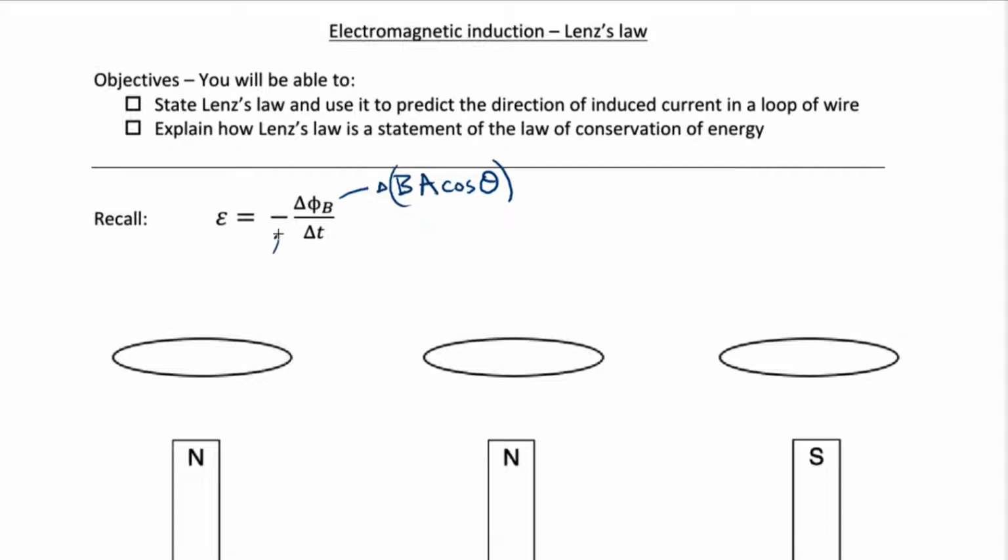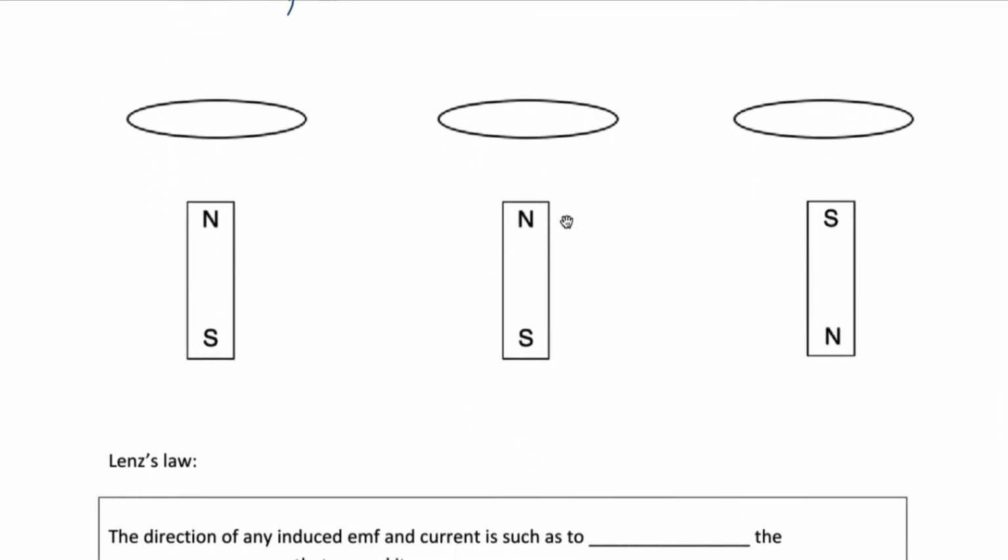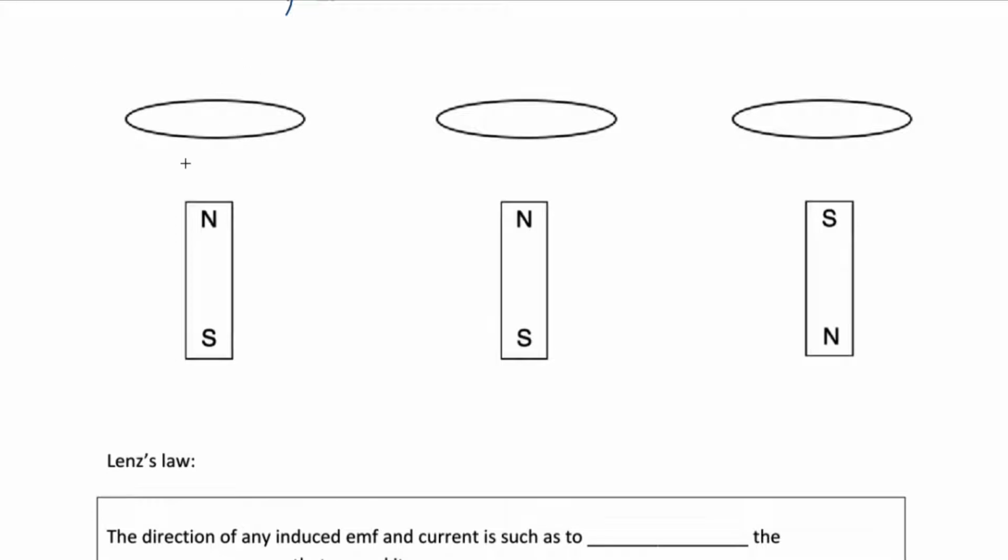We did, however, ignore this negative sign, and I mentioned that that negative sign has to do with the direction of the EMF and therefore the direction of the current. We're going to look at that direction now. Let's go back to some examples that we looked at with bar magnets in an earlier lesson.